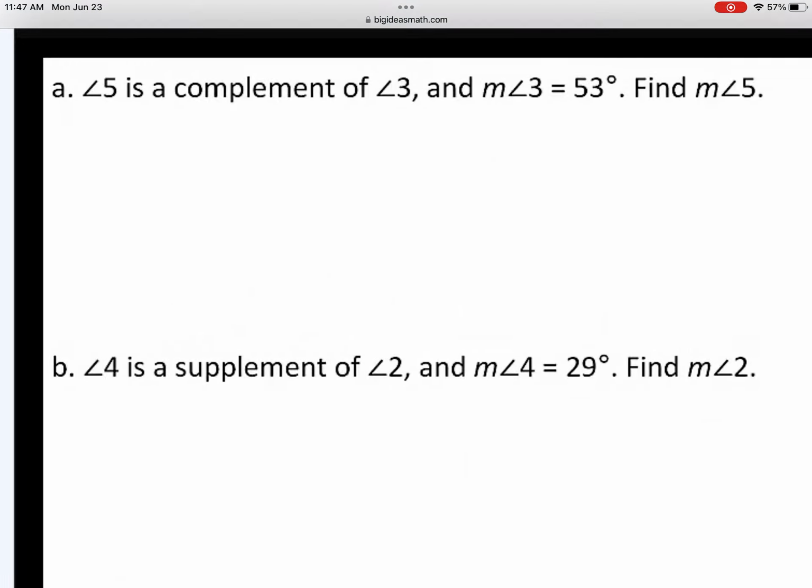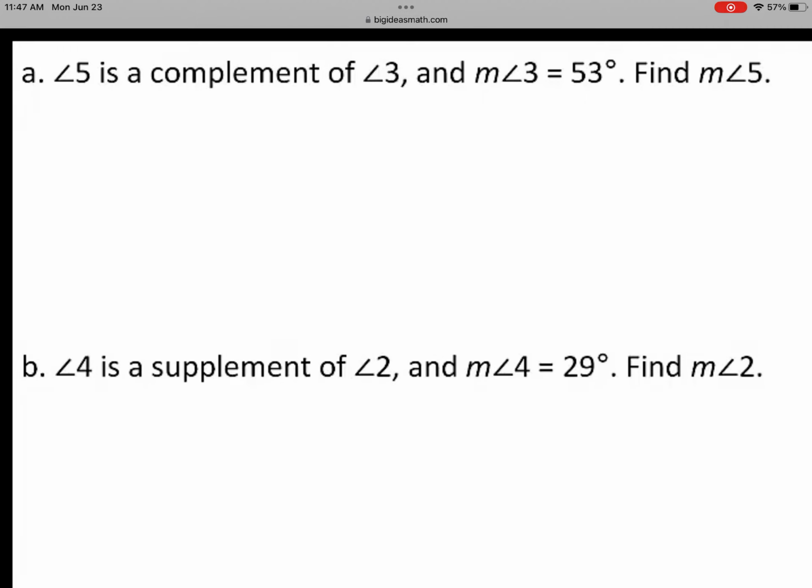A. Angle 5 is the complement of angle 3, and the measure of angle 3 equals 53 degrees. Find the measure of angle 5. And B. Angle 4 is a supplement of angle 2, and the measure of angle 4 equals 29 degrees. Find the measure of angle 2.